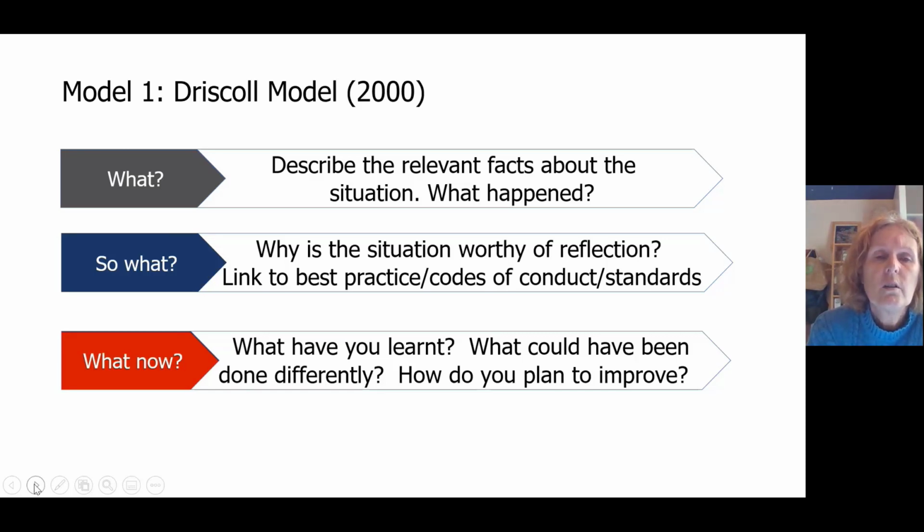Then under the so what, you do your investigation. Why is this situation worthy of reflection? This is where you'd link best practice, your codes of conduct, your standards, your theories, your research into what happened in that situation. So you're linking the theory with practice. And then when you've done that, the now what bit is what have you learned and what could have been done differently in that situation, and how would you improve next time you met with that situation. So Driscoll's model is quite simple.